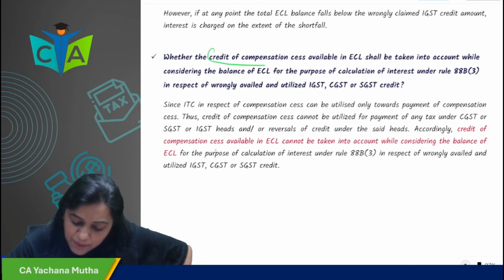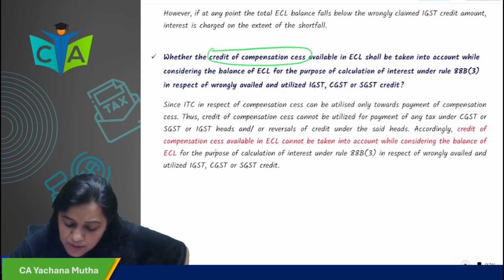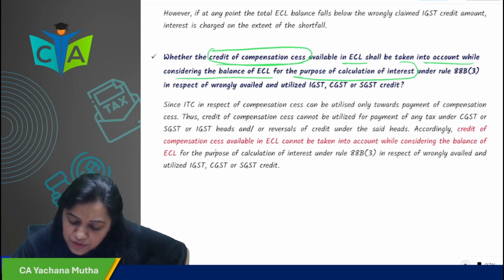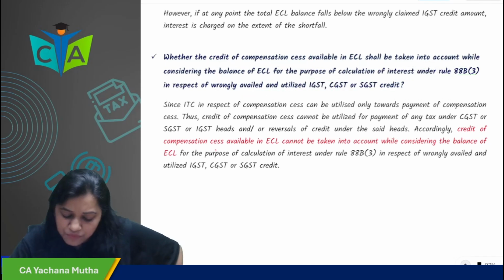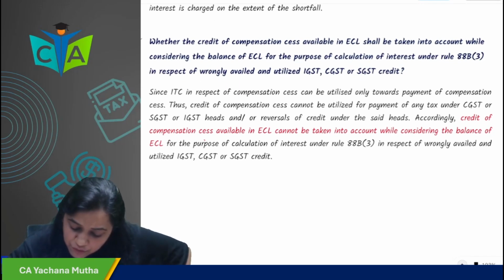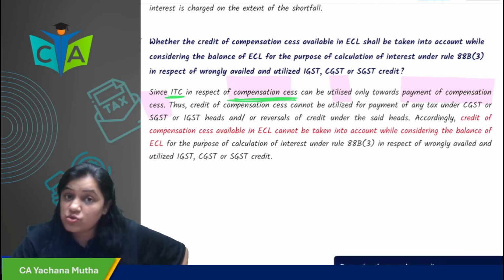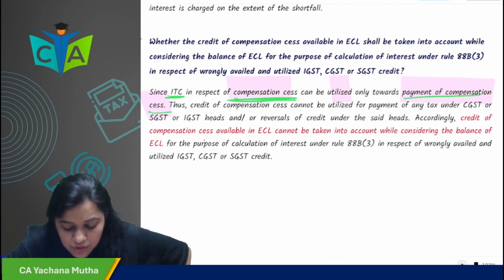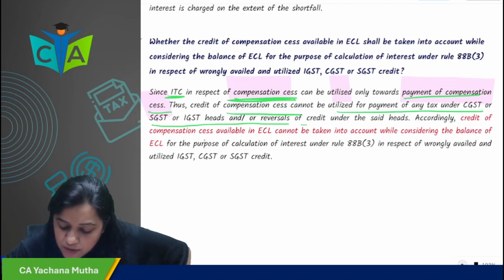Next, whether the credit of compensation cess available in ECL shall be taken into account while considering the balance of ECL for the purpose of calculation of interest under 88B in respect of wrongly availed and utilized IGST, CGST, SGST credit. Since ITC in respect of compensation cess can be used only towards payment of compensation cess, as you all know, the credit of compensation cess cannot be used for payment of CGST, SGST or IGST or reversal of credit.